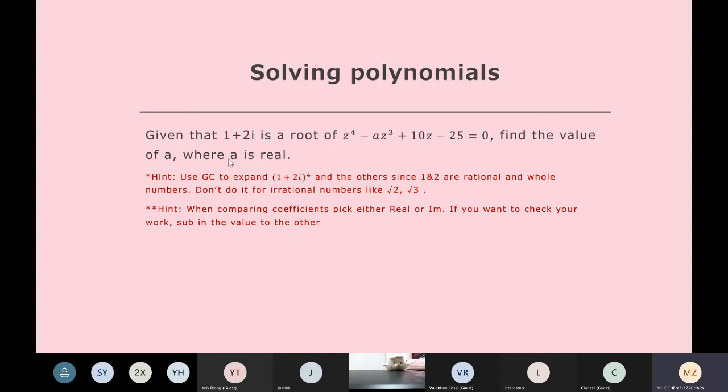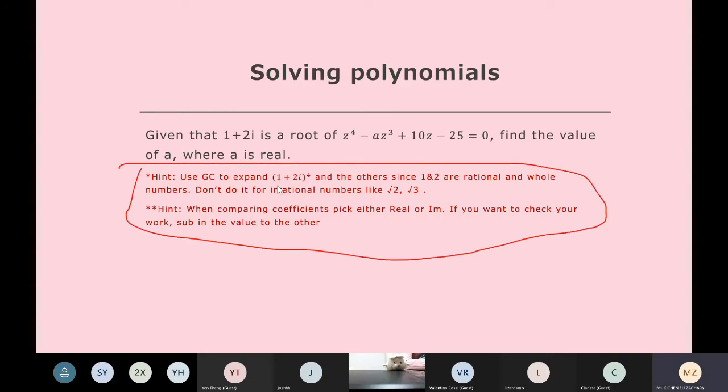Right, okay. So as you can see down here, we gave you two hints. One is to expand using your GC, and comparing coefficients. This time around, you just need to compare one, because it's only one variable, a only. Unless suddenly there are real parts on both sides, then okay. But usually, you just pick one, pick the easier one to do. Yeah. Okay, let's move on.